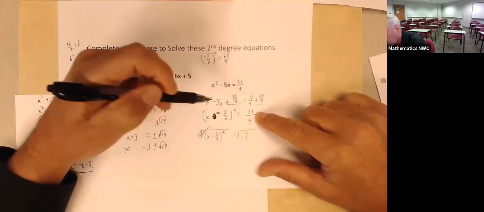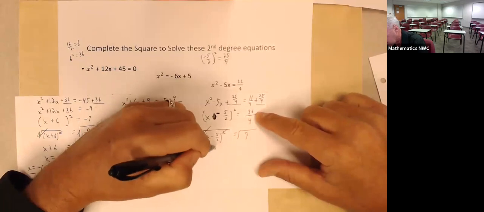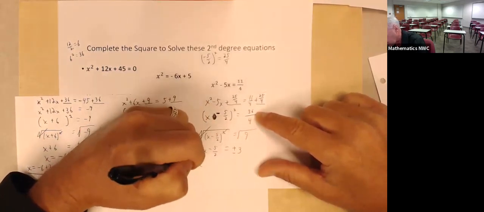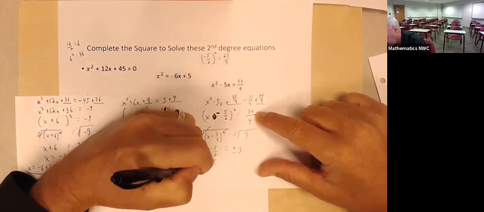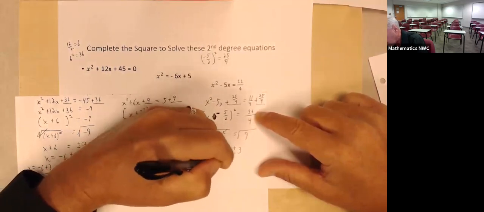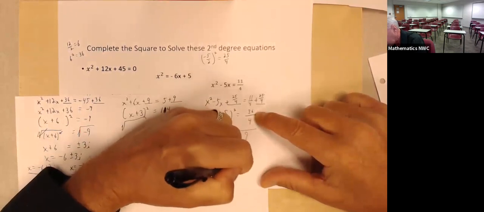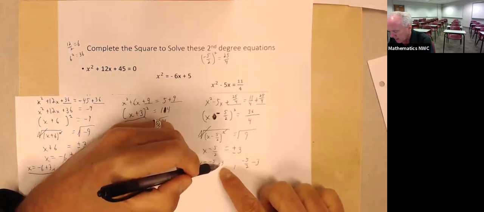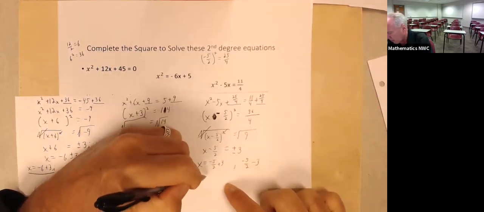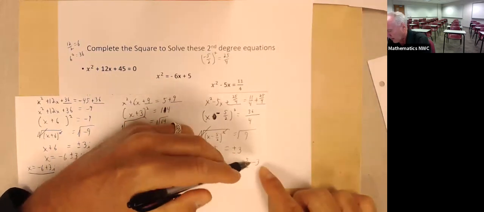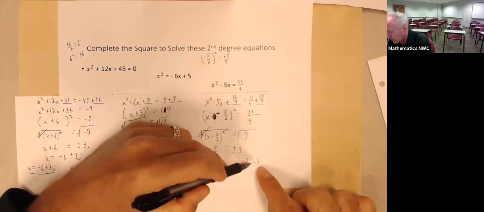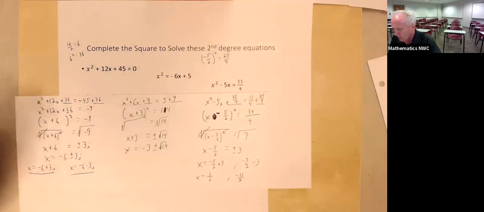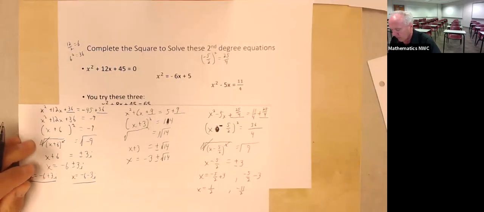Again, the square root and the squared cancel, and I get x minus 5/2 plus or minus 3. That gives me a negative 5/2 plus 3 and a negative 5/2 minus 3. Plus 3 is like 6/2, so this would become 1/2. Minus 3 is a negative 6/2, that would be a negative 11/2. Those are my two solutions.